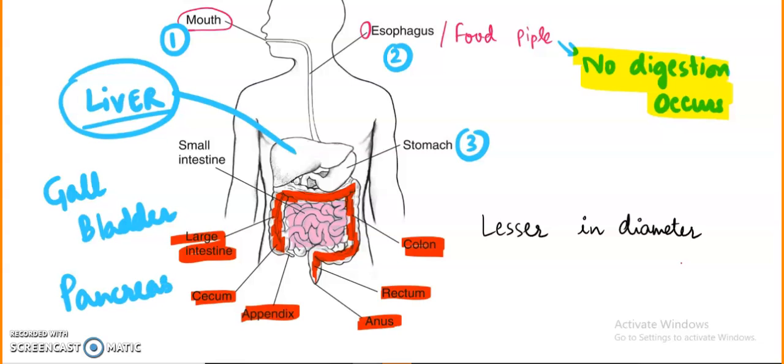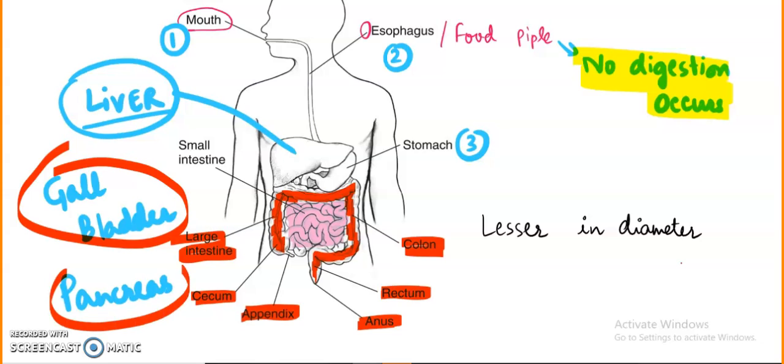These are also required so that complete digestion can occur. We will see the function of each as we come to the small intestine and large intestine. As digestion is a wide topic, I will make a separate video on the mouth. I will make separate videos on what happens in the stomach, what happens in the small intestine and what happens in the large intestine.